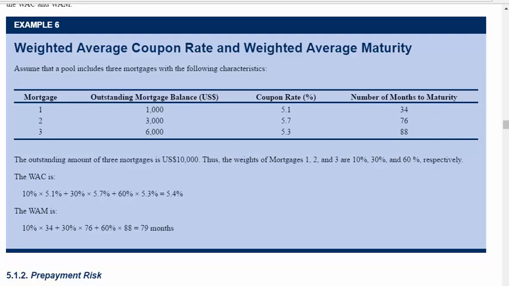So how do you do the weighted average coupon? 10% times 5.1% plus 30% times 5.7 plus 60% times the 5.3, and you get a weighted average coupon of 5.4%. As I said, really easy to calculate. And in terms of the number of months to maturity, you can see the 3 mortgages are different. Mortgage 1, 34 months, mortgage 2, 76 months, mortgage 3, 88 months. So again, you do the weighted average months: 10% times the 34 plus the 30% times the 76 plus the 60% times the 88, and you get 79 months for the WAM.